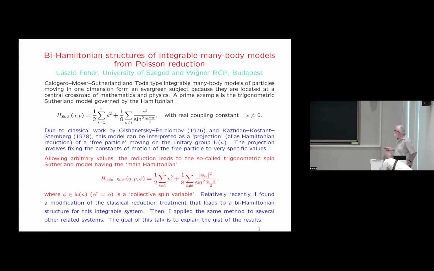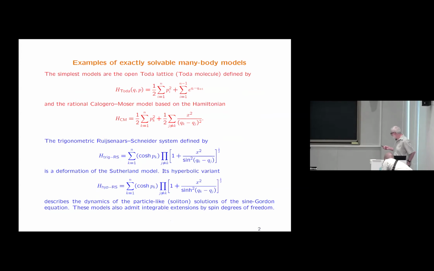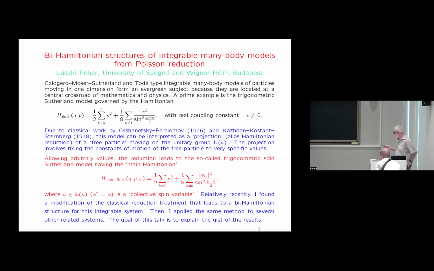Okay, so let me. Sorry, some technical problem. So I'm going to talk about these Calogero-Moser-Sutherland type and Toda models, which are many particle models, particles moving on a line or circle, and they are integrable for any number of particles, and some of them are extended by internal degrees of freedom, so-called spin degrees of freedom. And these are somehow related to many interesting areas of mathematics and physics.